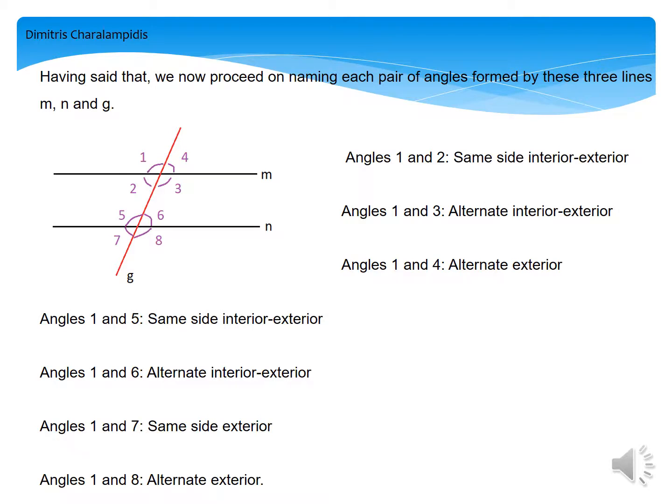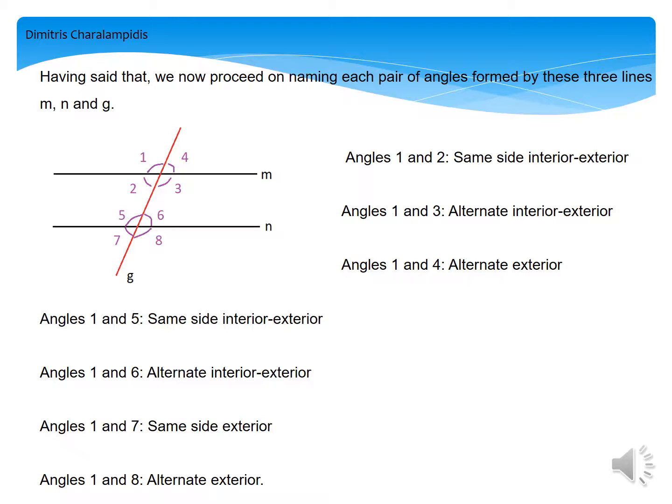Next, we move on to angles 1 and 3. This time, we can see that they are placed on different sides of the transversal, line G. So, they are alternate angles. And again, since one of them is between lines M and N and the other is outside of them, we have a pair of alternate interior-exterior angles. Angles 1 and 4. They are alternate since they are on different sides of line G, and they are exterior because both of them are placed outside the parallel lines M and N.